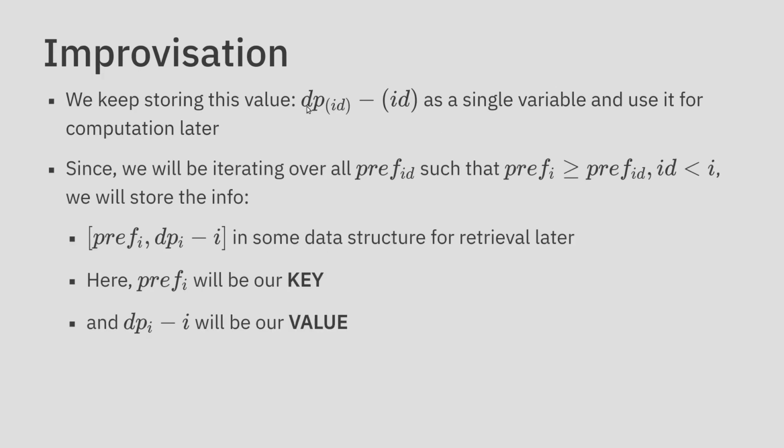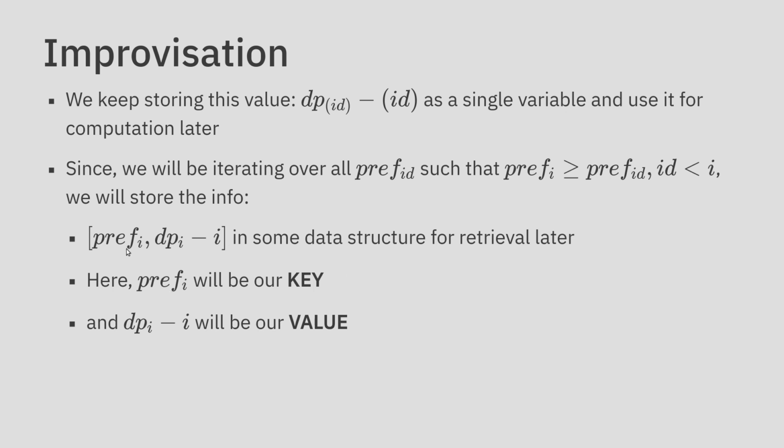So let's try to go over the next point. Since we are going to iterate over all the prefixes with prefix id less than or equal to prefix of I, and the condition that we derived in the previous slide, we need to store these values in some data structure so that we can retrieve them efficiently. So we need to iterate over all of these values which are less than or equal to I, and over all of them we need to find the maximum value of the second term here.